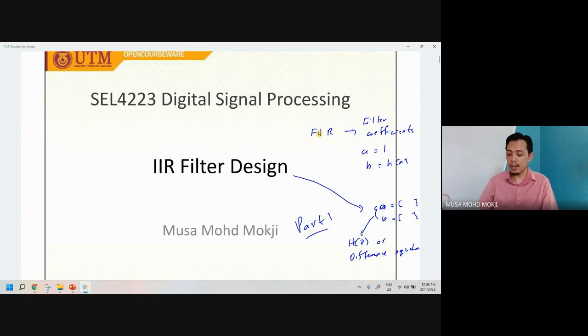That's why in FIR we find the impulse response, which is in time domain. And for the IIR filter, we are trying to find the difference equation, which is in time domain, because we need to find both A and B. Okay, so that's the difference.